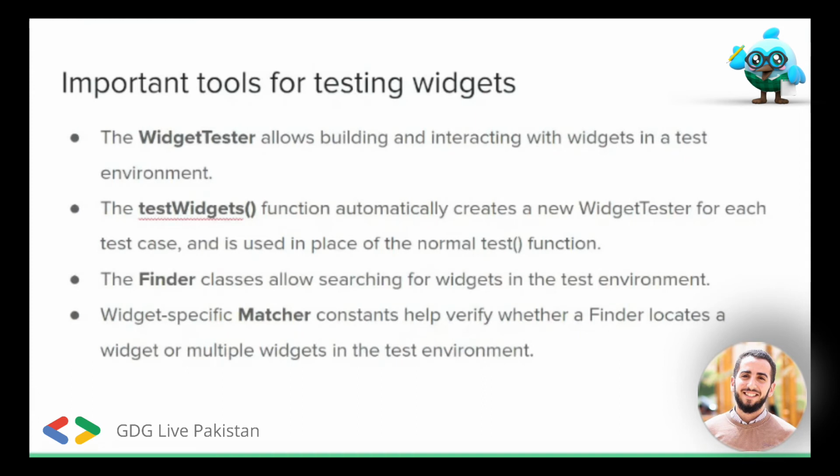The third one is the Finder classes, which allow us to search for widgets in the test environment. If we need to find any widget on this screen, we can use the Finder class. And the fourth one is the widget-specific Matcher. It helps verify whether a Finder locates a widget or multiple widgets in the test environment. So if this sounds overwhelming, don't worry. We'll learn how all of these pieces fit together throughout these steps.